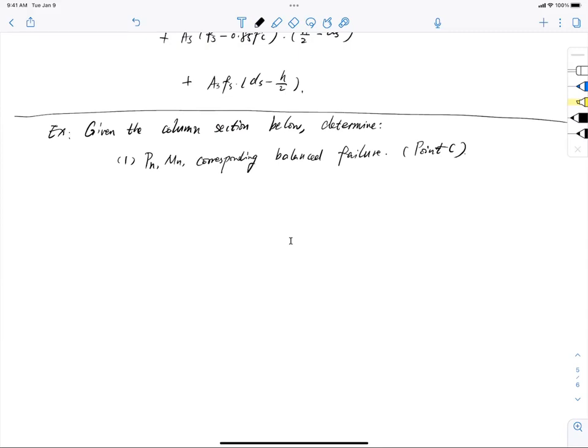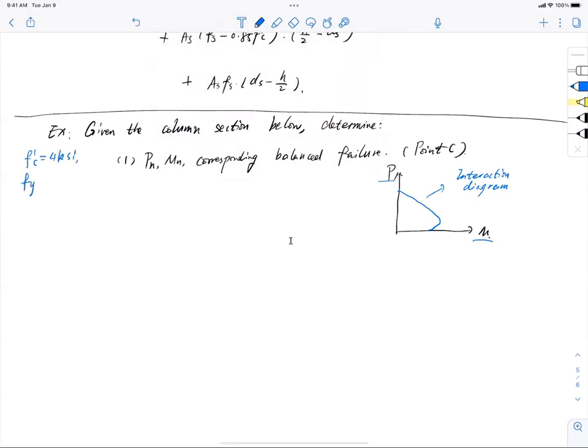Let me say this is P and this is M, and this curve smooths over a belly button and comes back. This is called the interaction diagram. You may ask, what interaction? I'm looking at axial force interacting with bending moment, so this is the axial loading and bending moment interaction diagram. Determine that, given that f'c is 4 ksi and yield strength of the bar is 60 ksi. We're going to determine the axial loading and the bending moment corresponding to point C.